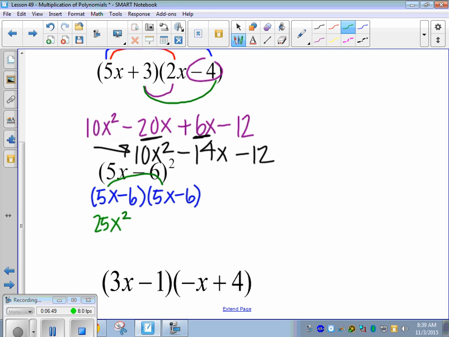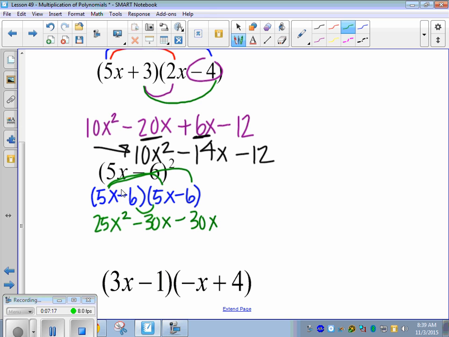The O in FOIL is outside terms. So the outside terms are 5x and negative 6. That's going to give me negative 30x. So we have half of our FOIL done. Now I have my I and my L. So I is inside terms, these little guys that are right next to each other. Negative 6 times 5x gives me another minus 30x.